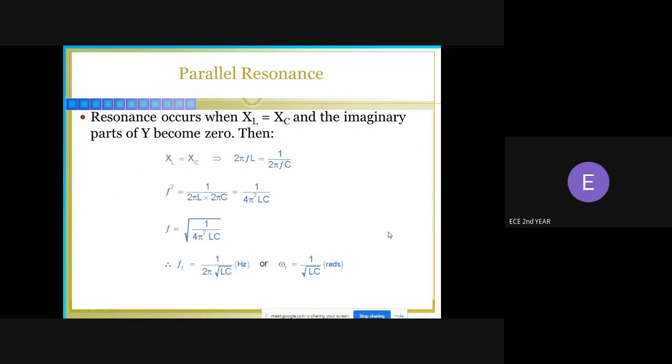So for both parallel resonance and series resonance, the resonance frequency depends only on 1 divided by 2 pi root of LC. To find the resonance frequency in a series resonance or in a parallel resonance, the equations are the same, that is, resonance frequency equals 1 divided by 2 pi root of the inductor and capacitor values.